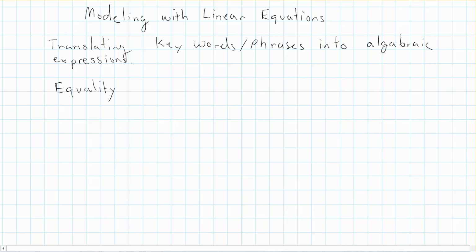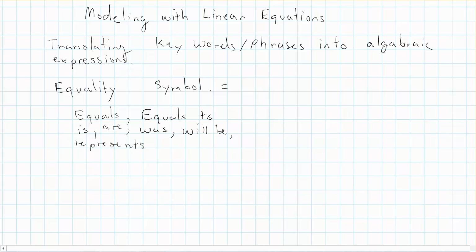We're all familiar with the symbol for equality. The symbol is simply the equal sign. But what are the key words or phrases? If the problem says equals, that would be an indication that you'd use the equal sign. Equals to would be another key indication. But there are some other words: is, are, was, will be, represents.